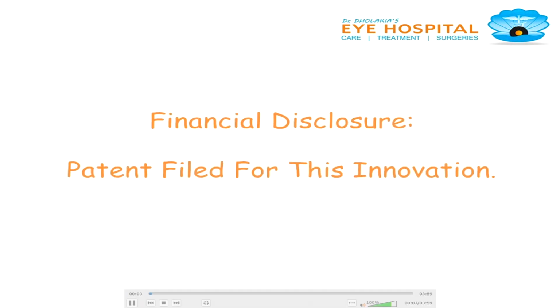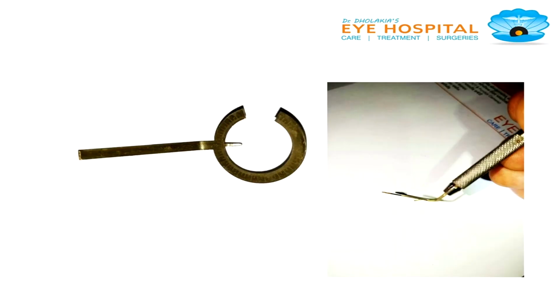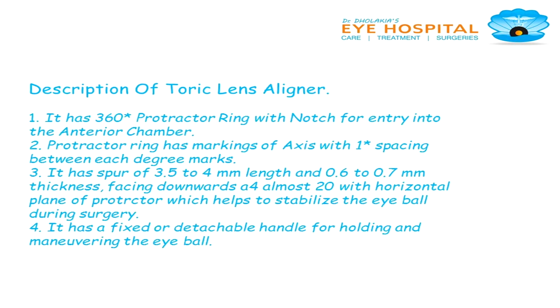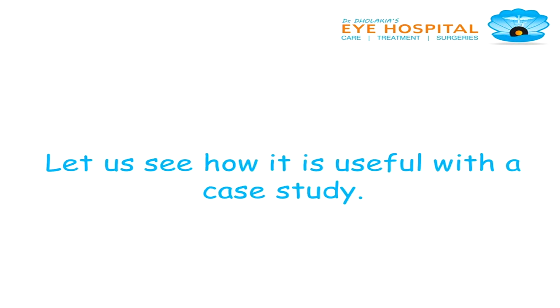Hi, Dr. Mukesh Tolakia. We do have a filed patent for this innovation. This is my toric lens aligner, front and side view. Description of toric lens aligner. It has a 360-degree protractor ring with a notch for entry into the anterior chamber. The protractor ring has markings of axis with 1 degree spacing between each degree mark. It has a spur of 3.5 to 4 millimeter length and 0.6 to 0.7 millimeter thickness, facing downwards and having a 20-degree projection with the horizontal plane of the protractor, which helps to stabilize the globe during surgery. It has a fixed or detachable handle.